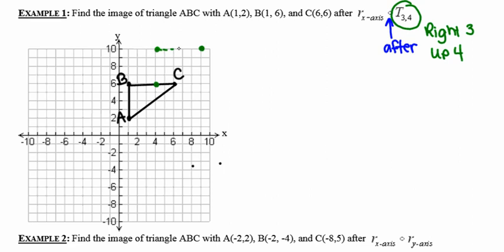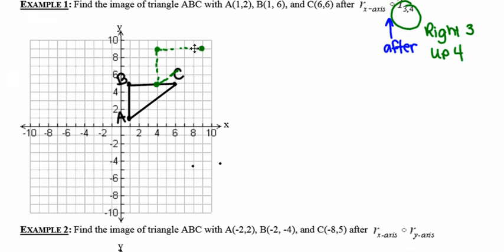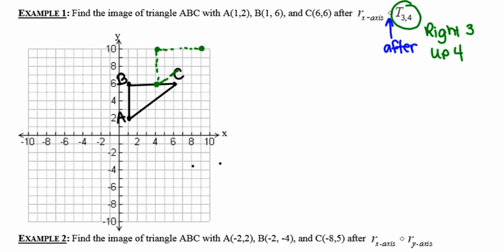And again, this isn't my final answer, so I'm going to call this triangle a ghost triangle or a dotted triangle. It's just a placeholder right now until I can complete the second part of the problem. And now that I've done the translation, I can do the second part of this, which is the reflection in the x-axis.